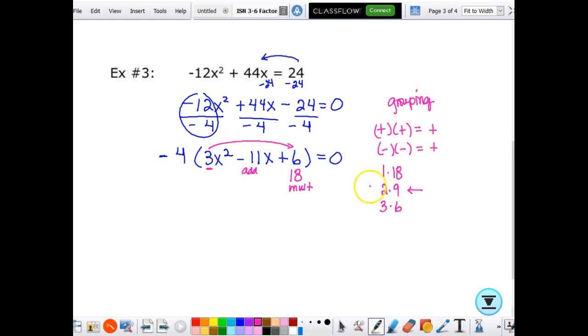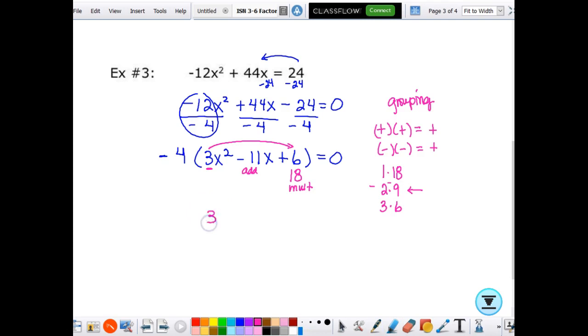If I can get them both to be negative, and I can. Now, don't do this. I have some people doing this. What's wrong with that? x times x is x squared. We need it to be 3x squared. 2 times 9 is 18. We need it to be 6. There's a lot that's wrong with that. There's one step that you're forgetting. It's the whole grouping process.